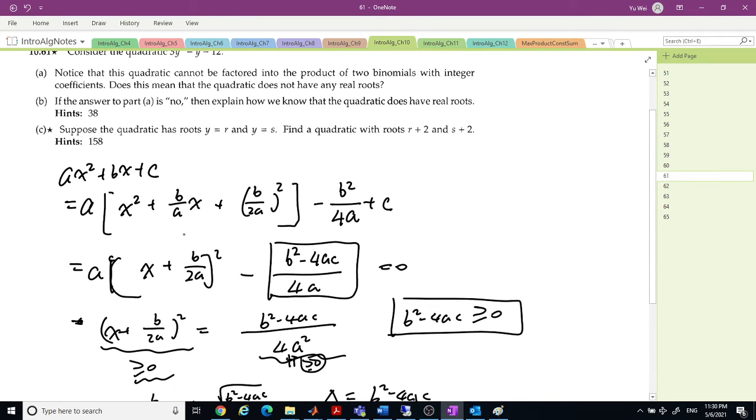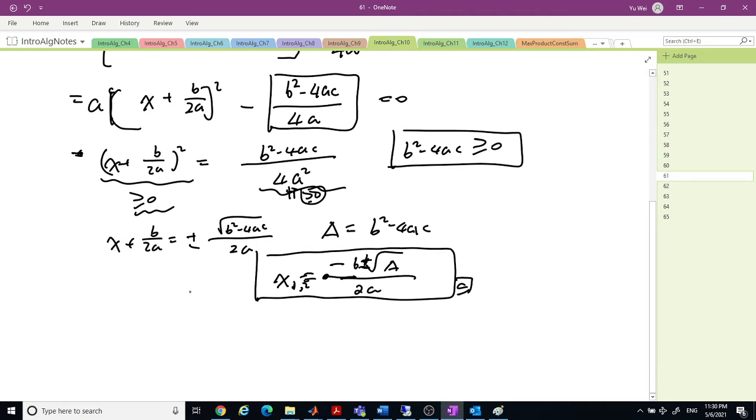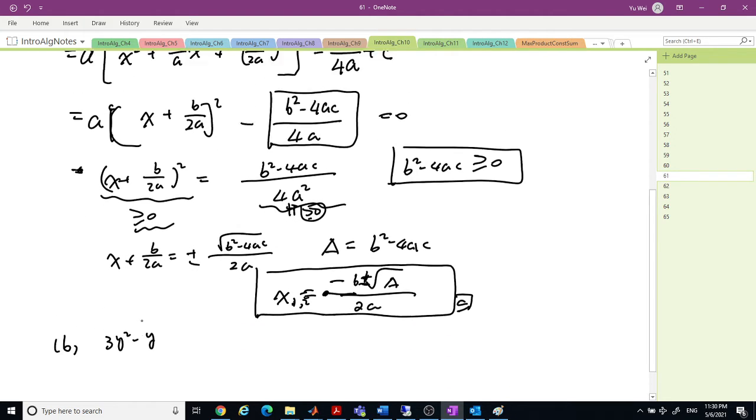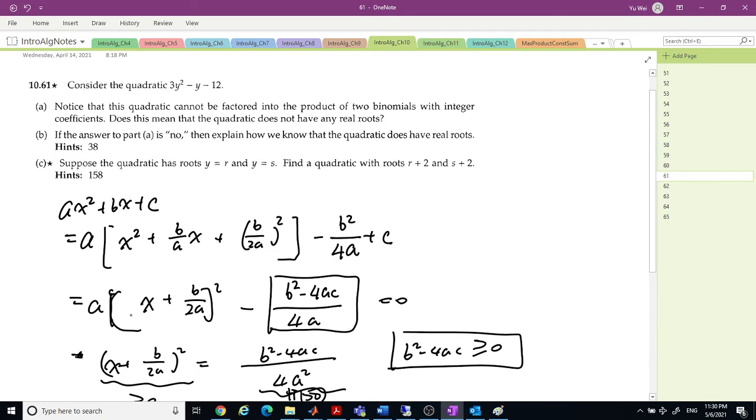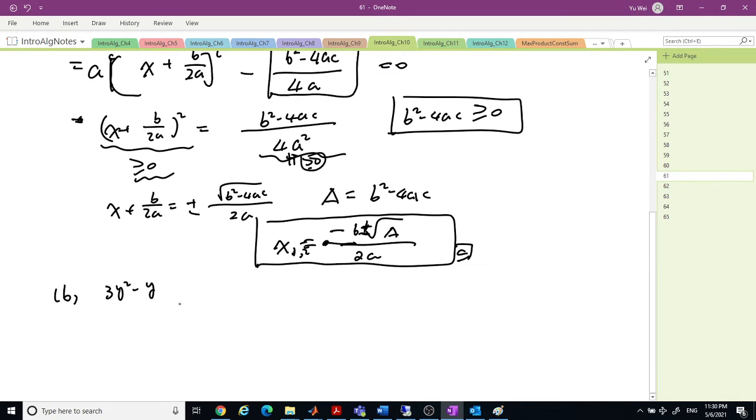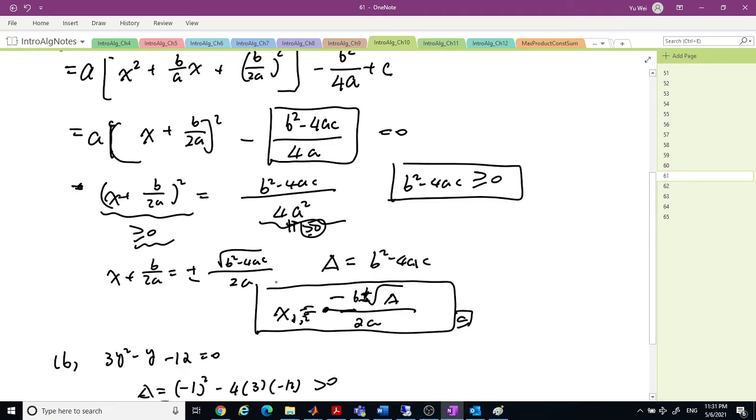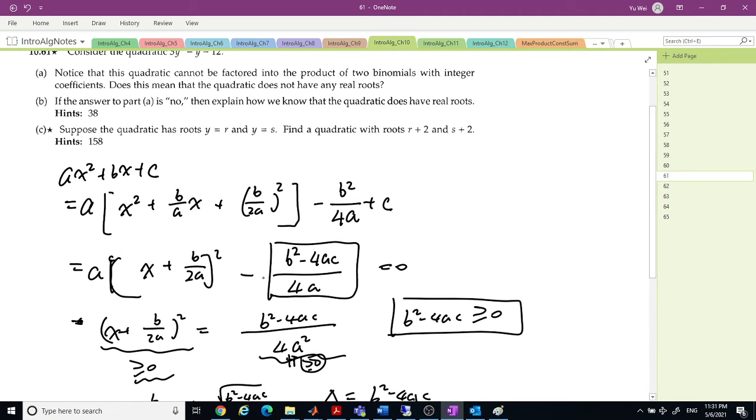So now let's see this problem. Okay, so 3y squared minus y minus 12. The delta is equal to b squared minus 4ac, which is greater than 0, right? So definitely there is a solution. Suppose the quadratic has solutions. Let's find the quadratic roots for this.